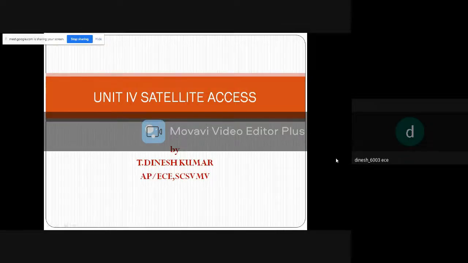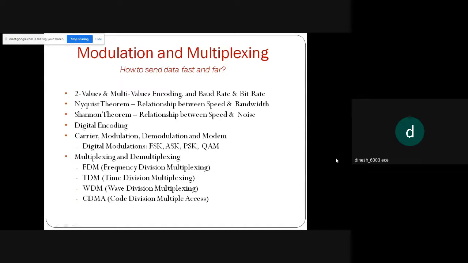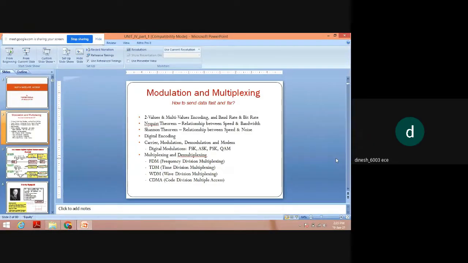Unit for satellite access. This unit is divided into three parts. One deals with the modulation and multiplexing techniques. The second deals with the FDMA, TDMA, and CDMA techniques. And the third deals with the spread spectrum techniques being used for satellite access.